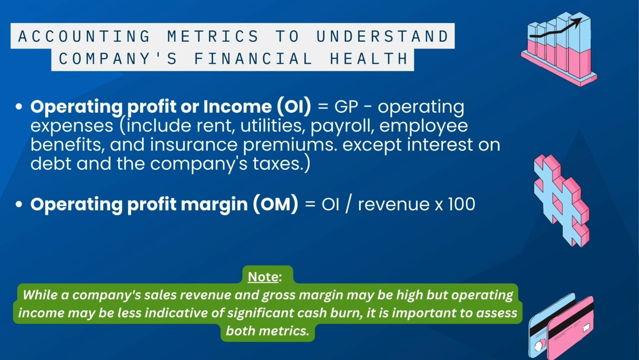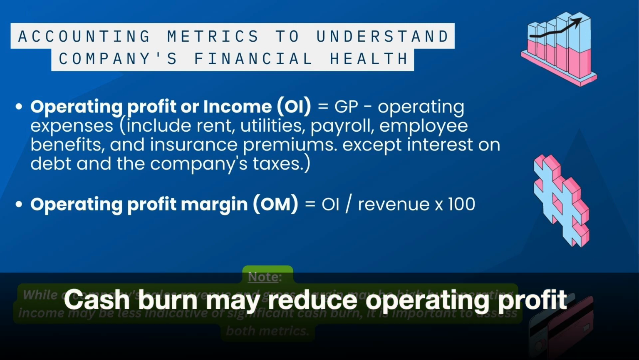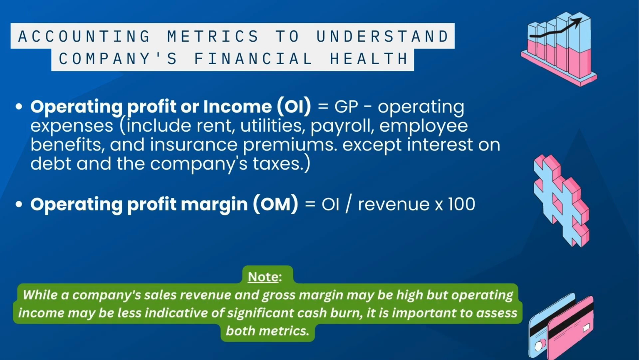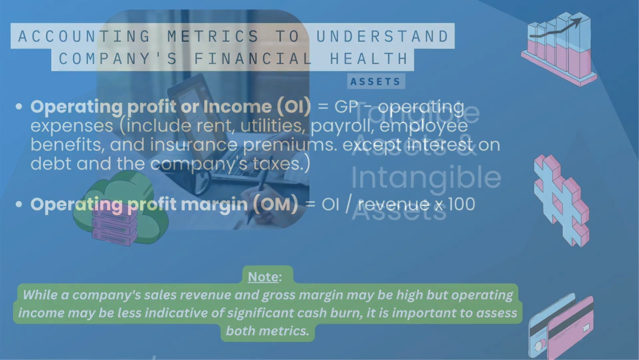One important thing to note here: both gross margin and operating income have to be looked at to understand the company's financial health. Because a company can have high revenue as well as high gross margin but may have low operating income. It may be due to a lot of cash burn. So that's why both the metrics need to be compared to understand what's going on internally.